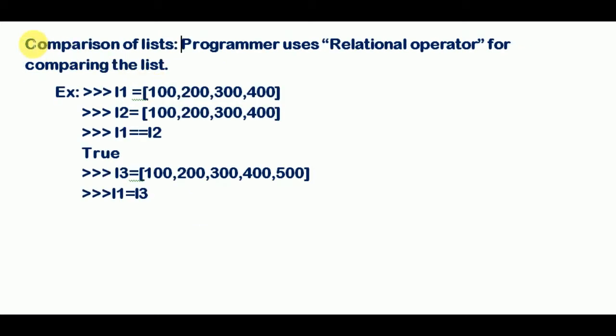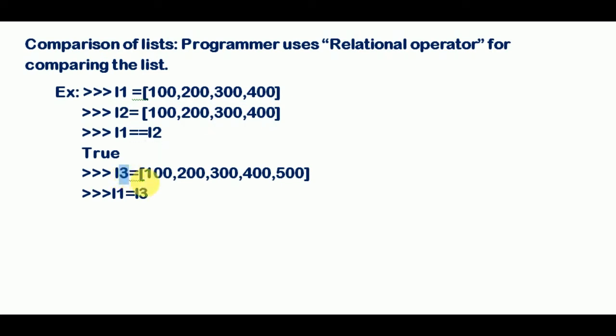Next is comparison of lists. So the programmer uses a relational operator for comparing the lists. Here we have one list L1: 100, 200, 300 and 400. L2 contains the same values, and here we are comparing two lists L1 and L2, and we got the answer true because both the lists have the same elements.